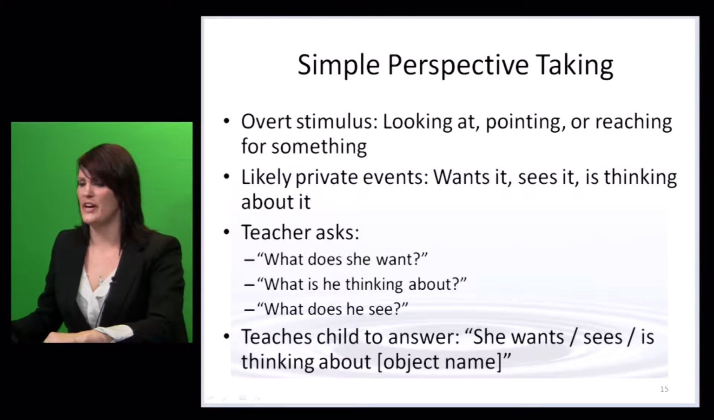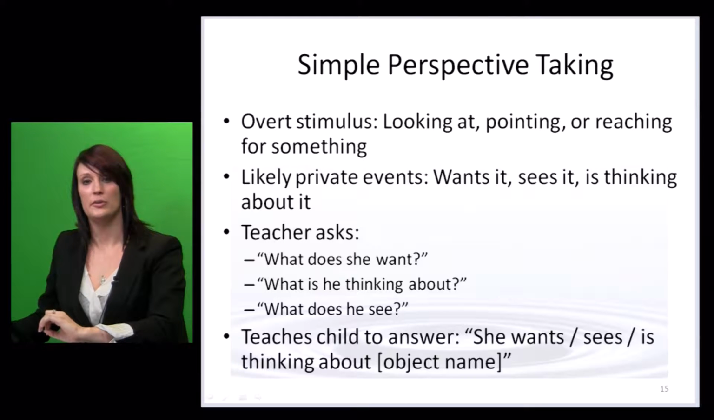So if a teacher says, what does she want? What is he thinking about? Or what does he see? And then teaches the child to answer, she wants, sees, is thinking about the object name. This is the simplest form of perspective taking that we may teach. So we're teaching the child to respond to things like eye gaze or a point. And this is the basic component of perspective taking.